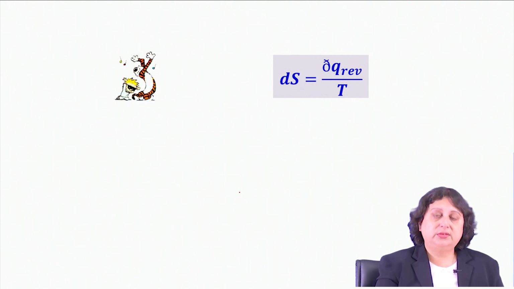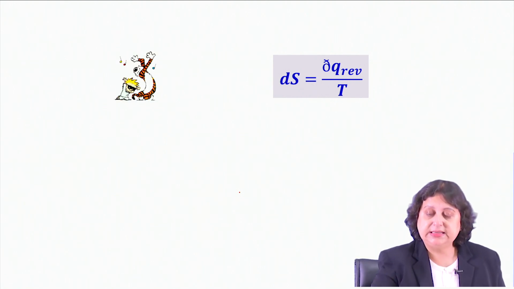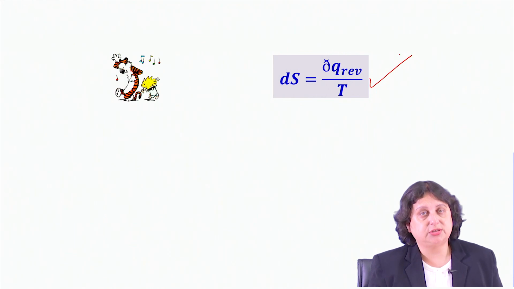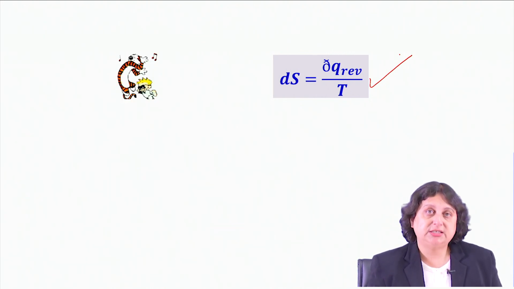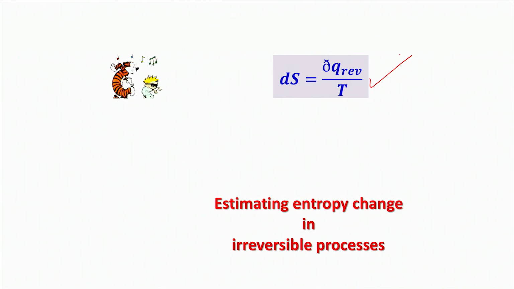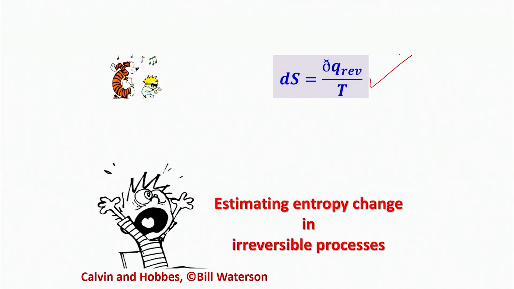And so far, I have always said that dS is defined as dQ reversible by T, and I confined my attention to reversible changes in state. So, is it possible to estimate entropy change in an irreversible process? Sounds ominous, isn't it? But we have already seen one example which says that if I know the initial state and the final state, then the change in entropy is going to be the same irrespective of whether I take the reversible route or an irreversible route.